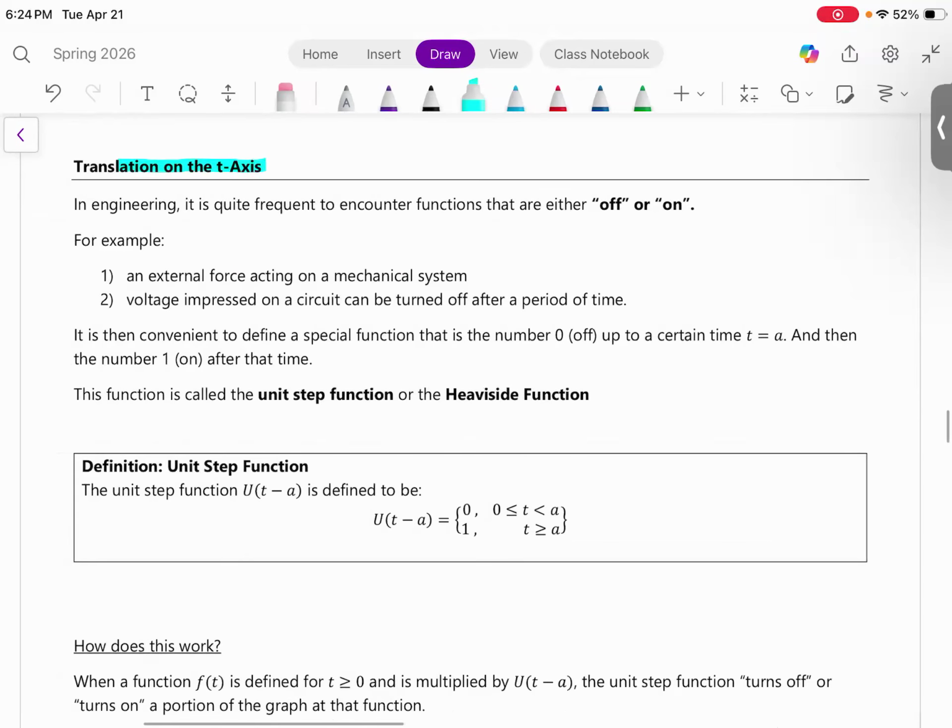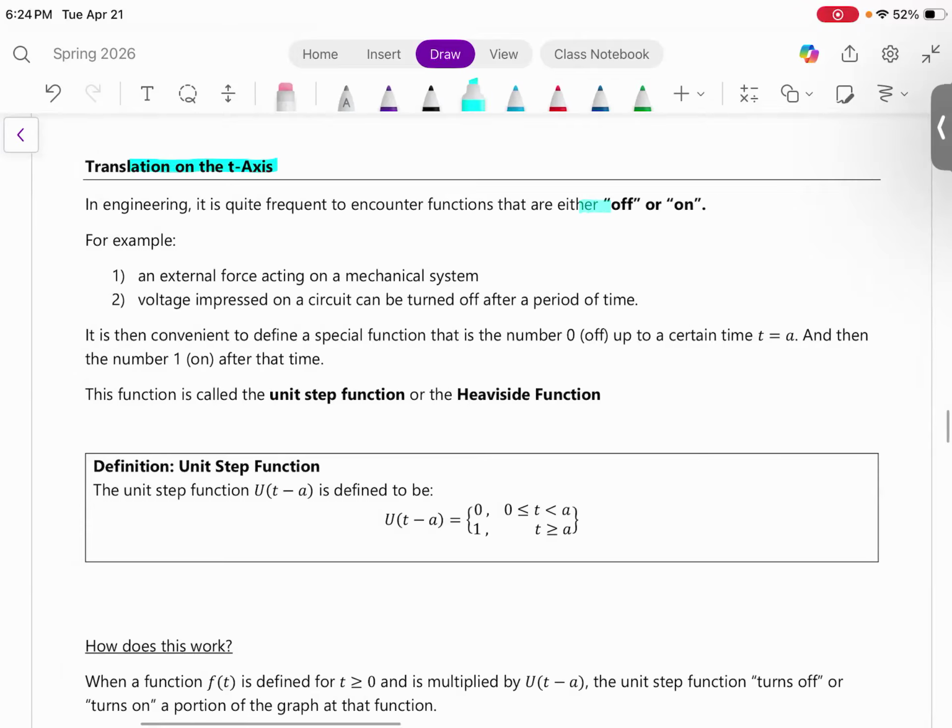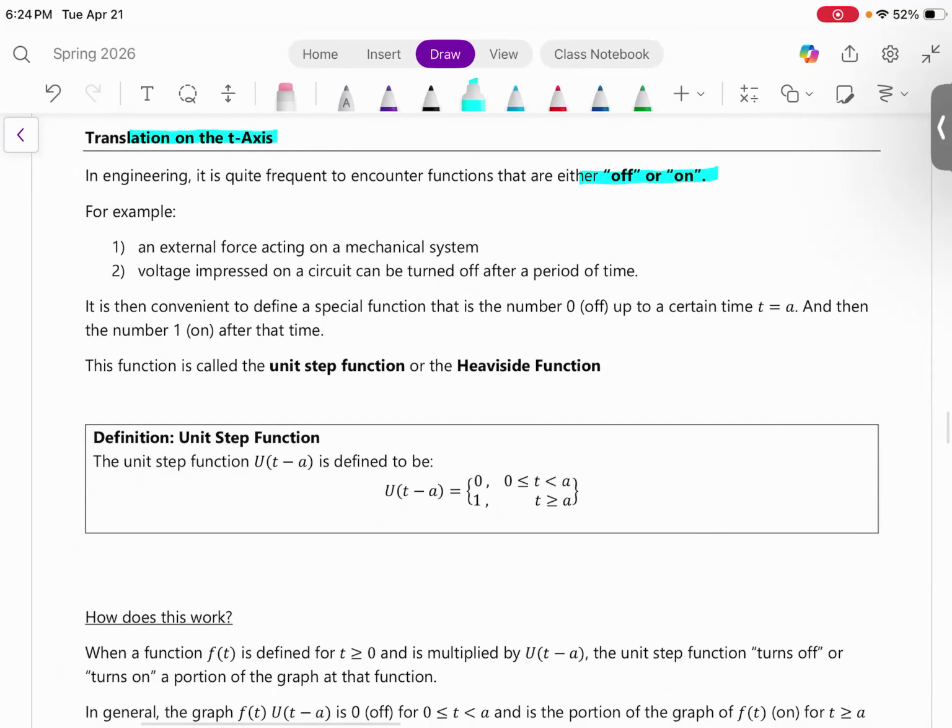So how does this essentially work? In differential equations, we're going to tie it in a little bit to engineering. In engineering, we frequently encounter functions that are either on or off functions. Think about turning a faucet on, turning a faucet off. Some more examples, in a less simplistic form, are an external force acting on a mechanical system, or a voltage impressed on a circuit that can be turned off after a period of time.